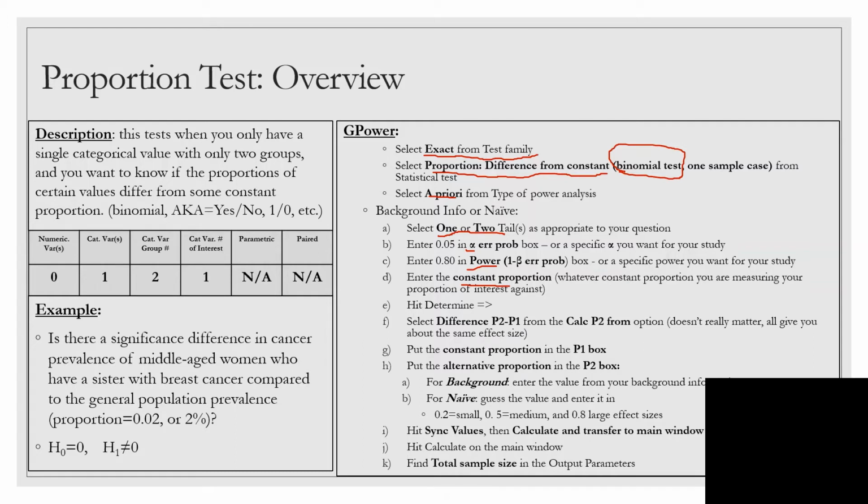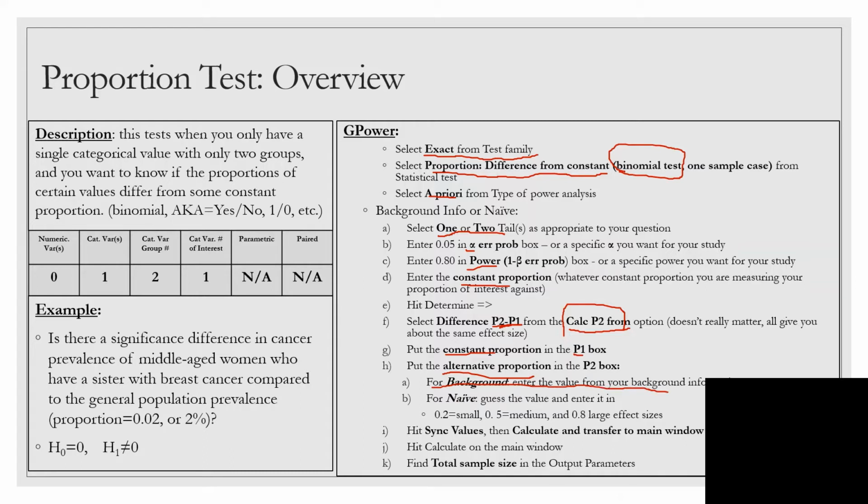Then we'll hit determine. We'll need to enter the difference in proportion 2 and 1. And you can do the calc P2 from option. It really doesn't matter which one you do. They give about the same effect size, but this is what I would suggest. To do this, you get the constant proportion in the P1, so P1's constant, and then the alternative proportion is the P2. That's what you do for the background.